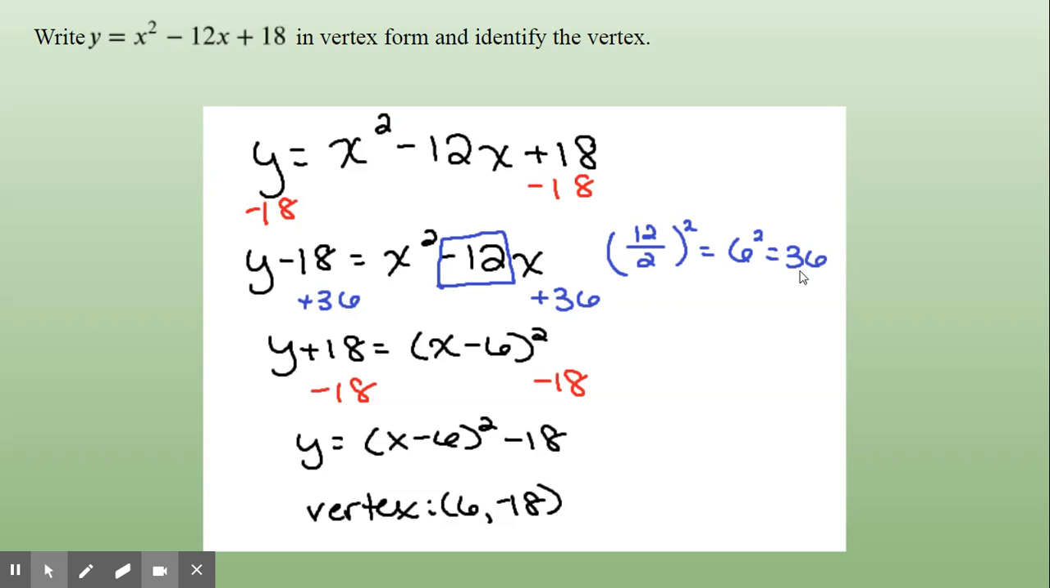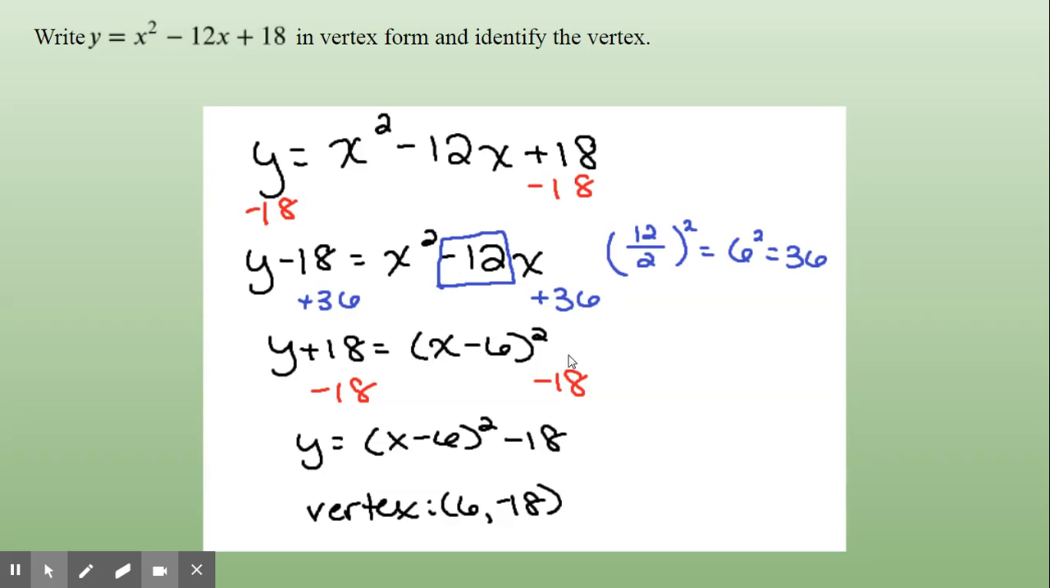6 squared is 36. So that's the perfect square I'm forcing inside. I add it to both sides. Negative 18 plus 36 is a positive 18. And then I just factored this side right away. I already knew it was a perfect square. I know the b term is going to half and get me 6. Or you can think of it, factors of 36 that are going to add to 12 are a 6. And the sign in the middle is a negative 6.